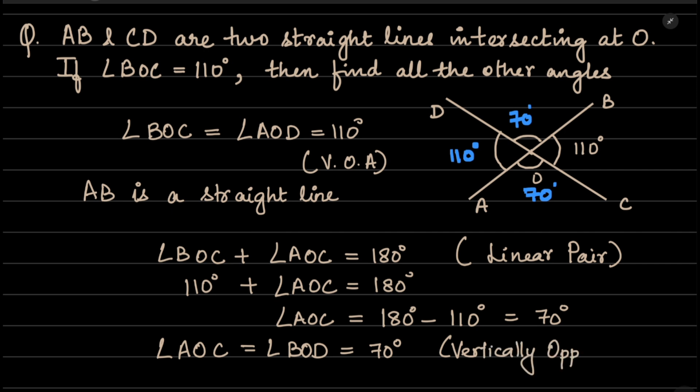Vertically opposite angles. So you have got all the three angles. So this is a question wherein you apply two things. One is vertically opposite angles and the other one is making use of linear pair of angles. So this is how you do. So such questions can be expected for 2 marks and you should not take a long time. Let's move on to the next question.